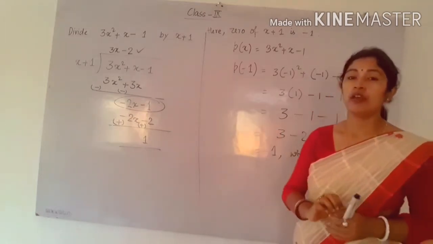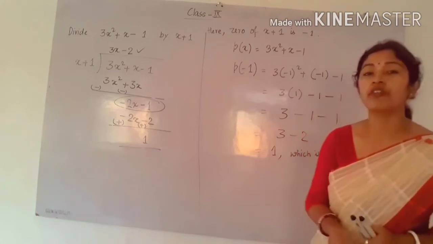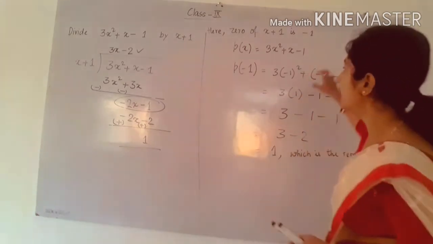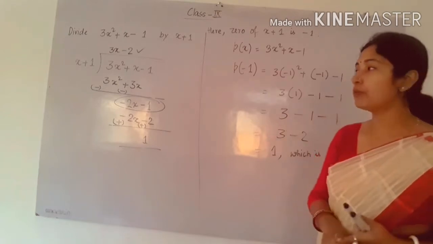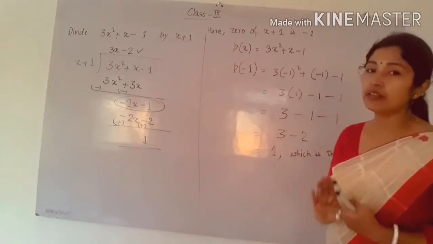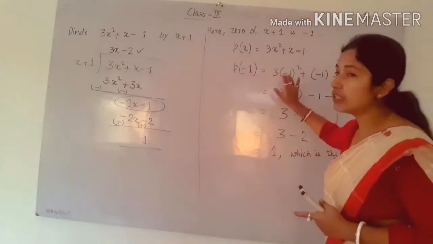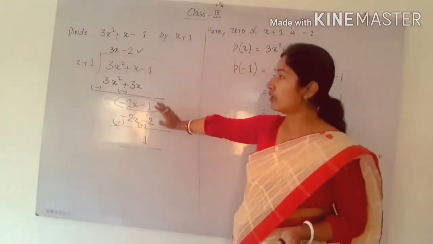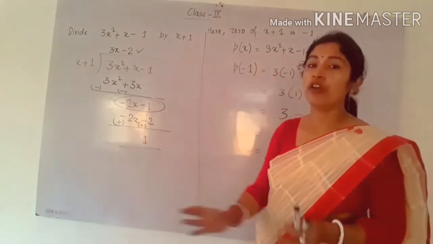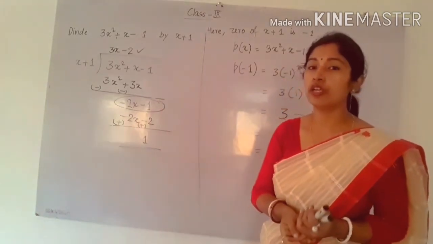In the question they will mention whether you have to use the long division method or this method for finding the remainder. And one more thing to remember: you can only find the remainder by using this method, but not the quotient. Using the long division method, we can find the remainder and the quotient also.